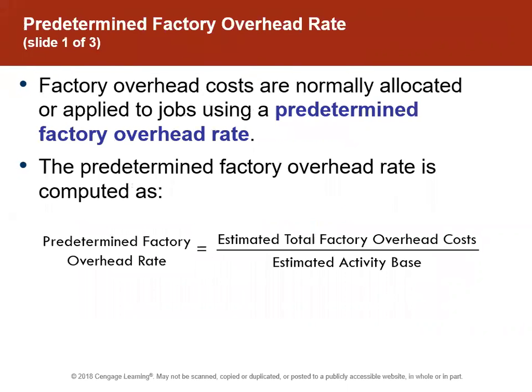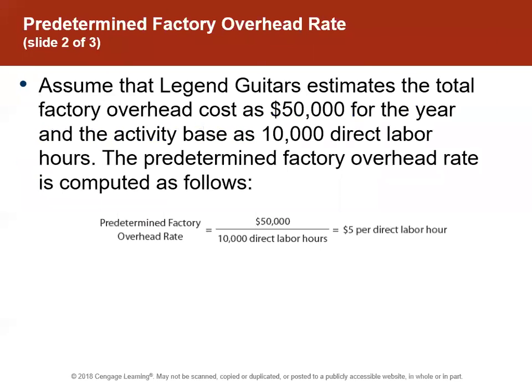And then we're going to come up with a predetermined factory overhead rate. Okay? So factory overhead costs are allocated to jobs using a predetermined factory overhead rate. So what we do is these are all estimates. So we're looking for the future, right? At the end of December, we're going to look and forecast for January. So we're going to take our estimated total factory overhead costs and divide them by whatever the estimated activity base is. In a lot of cases, that'll be like direct labor costs. Okay. So then we're going to get some type of rate.